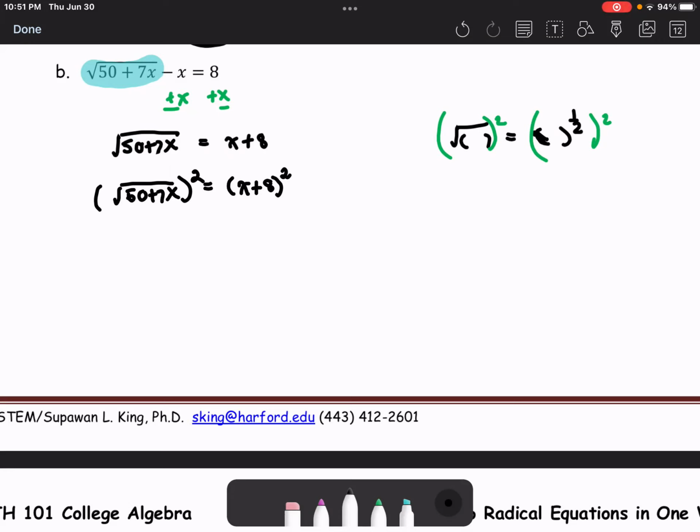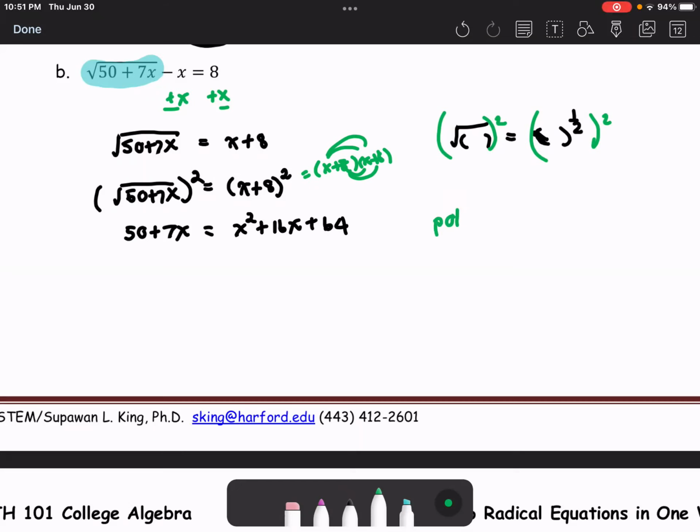Next, the radical and the power 2 cancel out, and it becomes 50 plus 7x on the left-hand side, and the right-hand side is the product of x plus 8 and x plus 8. Using the FOIL technique, we expand them to get x squared plus 16 times x plus 64. At this point, we have the polynomial equation. The radical is gone.